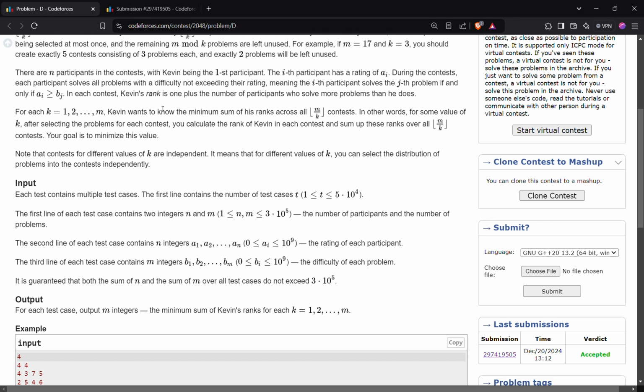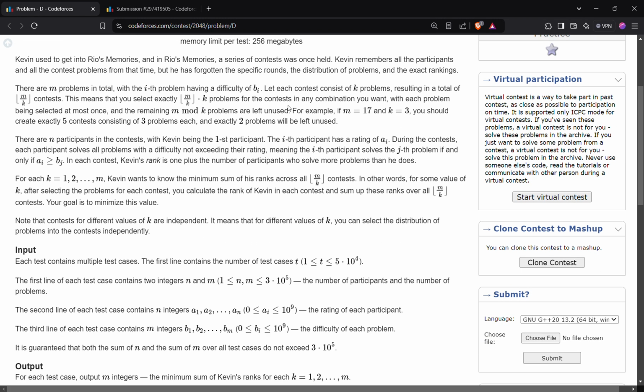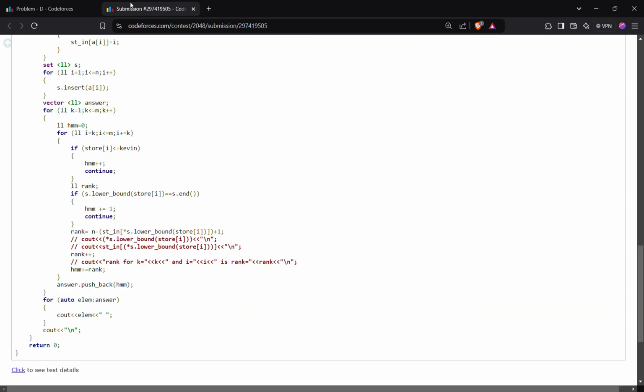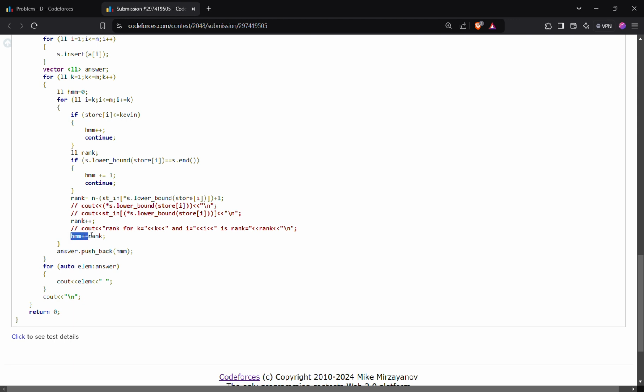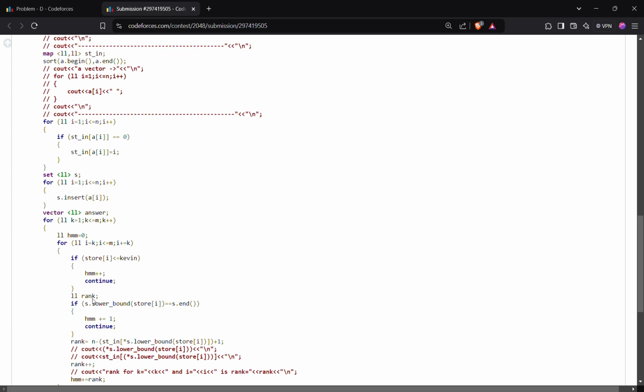because they have stated here that his rank is 1 plus the participants ahead of him, right? So that's why rank plus plus. And finally increasing HMM by rank, and HMM is basically just some random variable name, and answer dot push_back of HMM. So finally the calculated rank, and then outputting these elements from the answer vector.